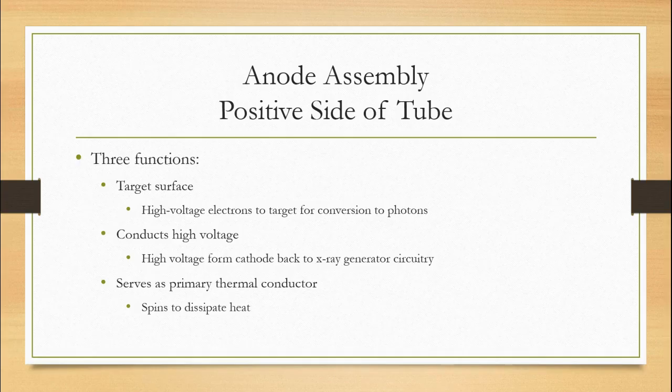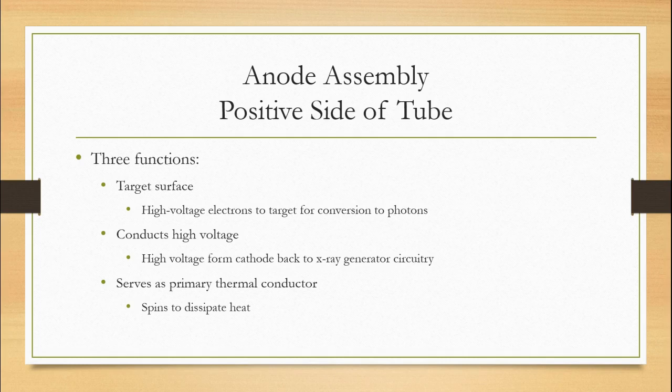So, anode assembly. This is the positive side of the tube. It has three functions: it has a target surface, conducts high voltage, and serves as a primary thermal conductor. So the target surface.